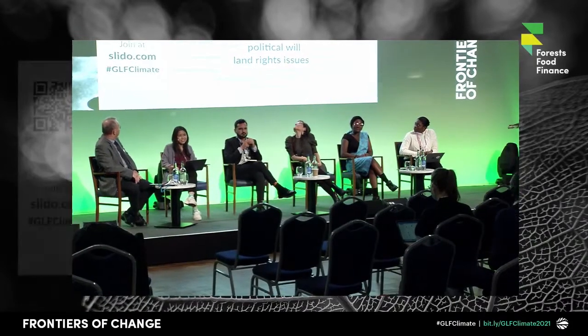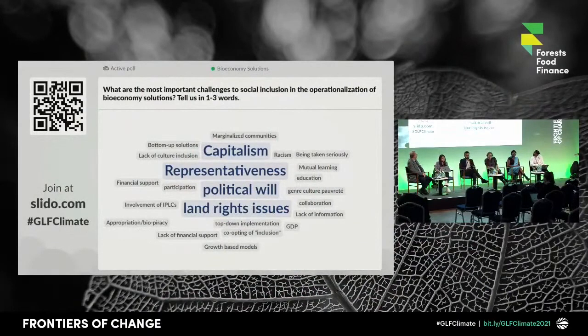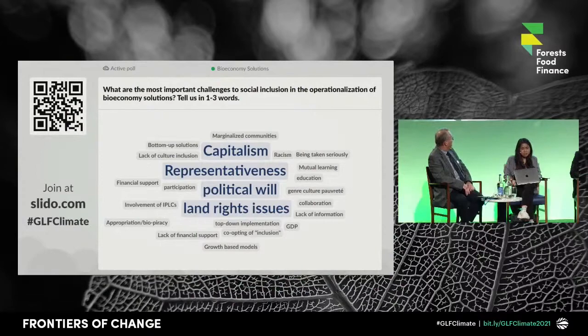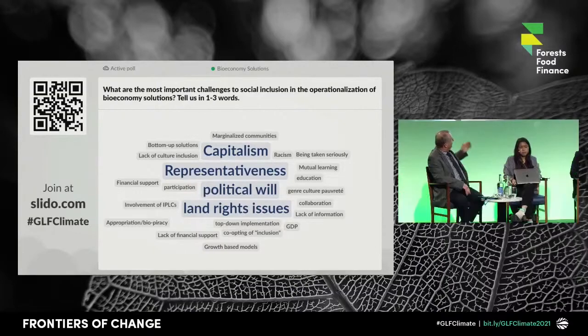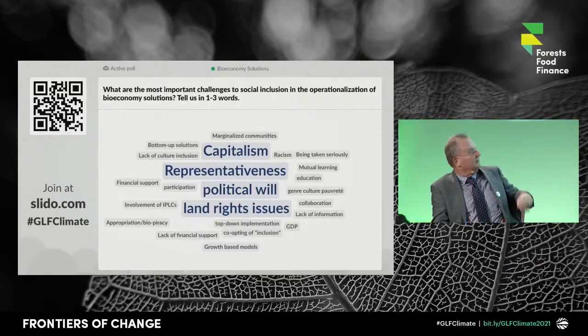A quick look back at our Slido poll or word cloud. What comes up here? Capitalism, very big. Representativeness, political will, land rights issues. These are the 4 largest topics, and then there are a few others like bottom-up solutions, lack of culture inclusion. And there's also another one in French, genre, culture, pauvreté, so culture also, and poverty, and gender, racism, being taken seriously, mutual learning. So there's a lot around learning, around the question of top-down versus bottom-up implementation, and the problems we are seeing, like lack of financial support, lack of education. And I think all of you brought these things up in your contribution.